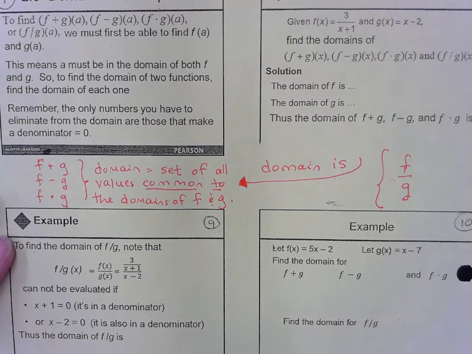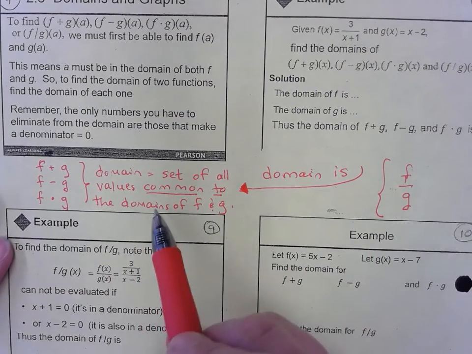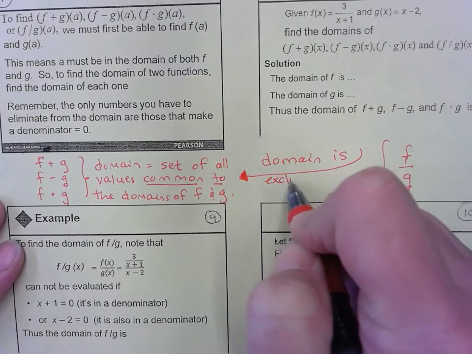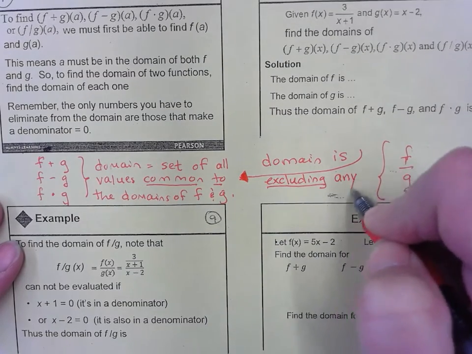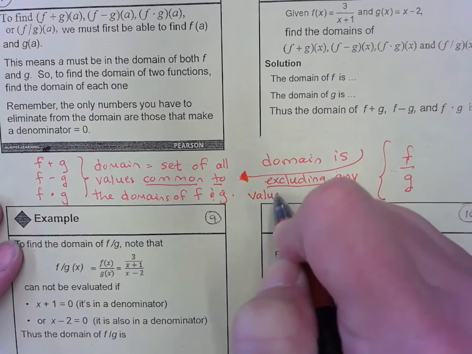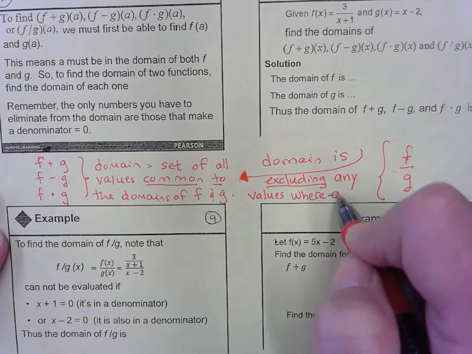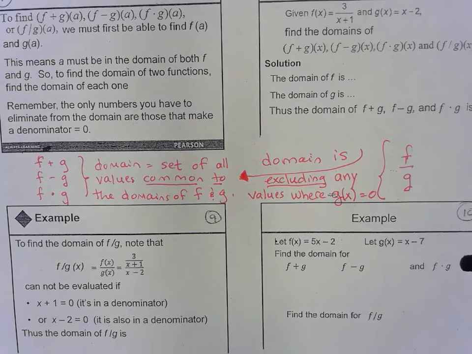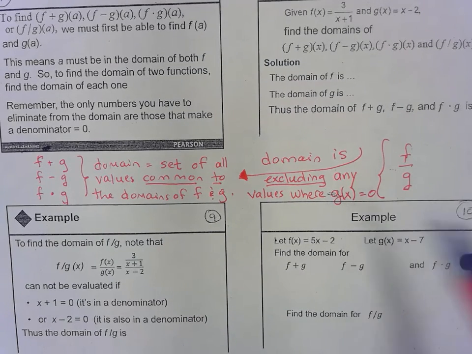Jackson? Right. So you would find the domain the exact same way you do here, except the domain is, so it's this, but you have to exclude any values where G of X equals 0. Right? So the domain of this thing is exactly the same, except you have to take out any values where G of X equals 0.